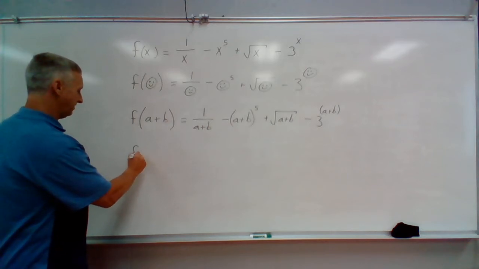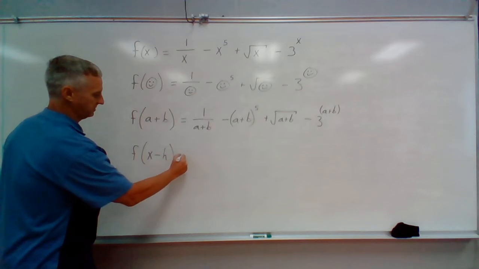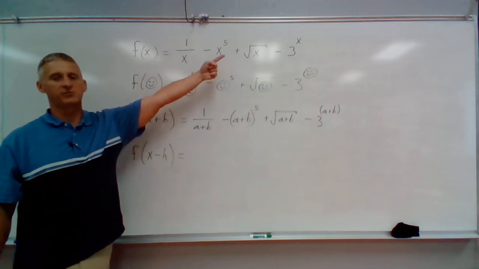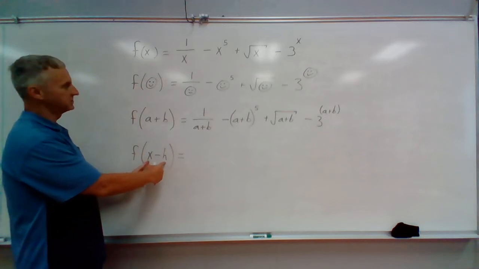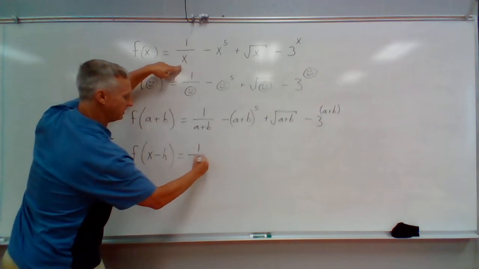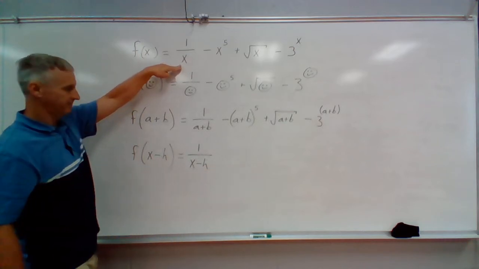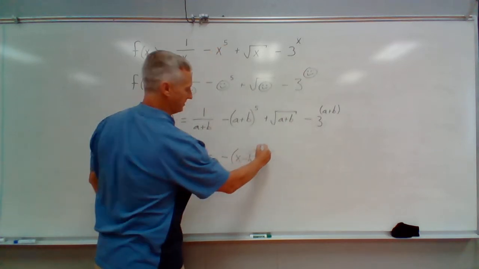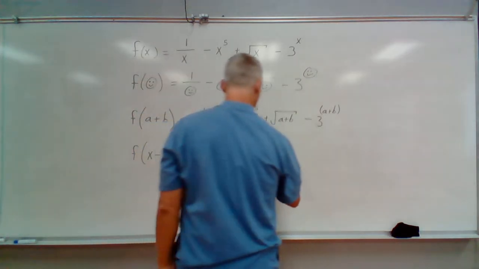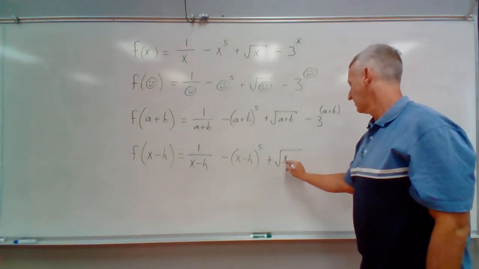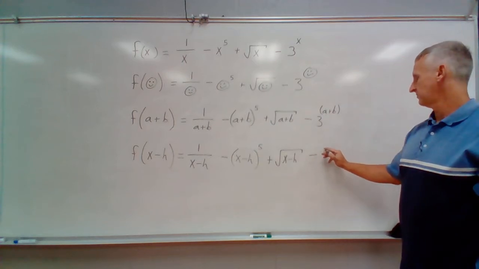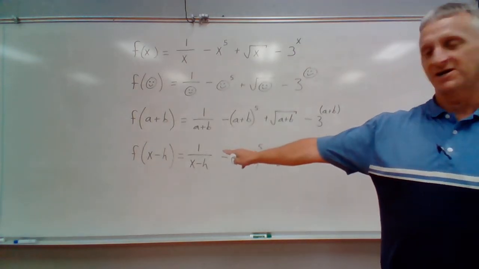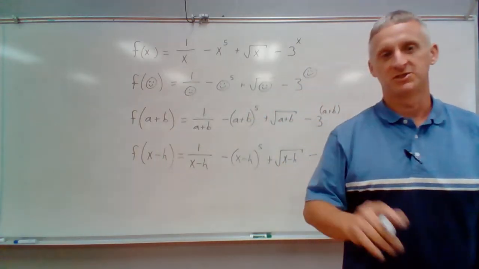Let's do one more. Let's do f of x minus h. So if I do f of x minus h, I have to plug x minus h into the function, put it exactly where the x goes up here. So I'm going to substitute x minus h everywhere where I see an x. So that'll be 1 over x minus h, minus, in parentheses, x minus h to the 5th, plus the square root of x minus h, minus 3 raised to the x minus h. We'll be using this a lot where we substitute in things that look very similar to this in just a minute.